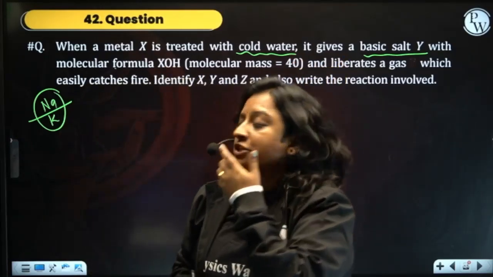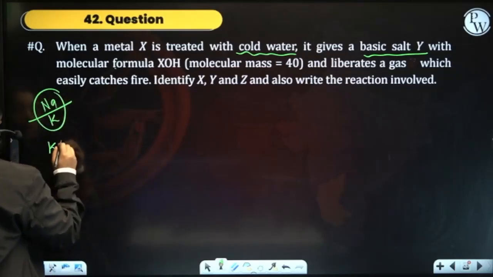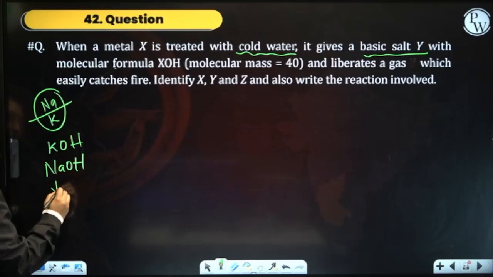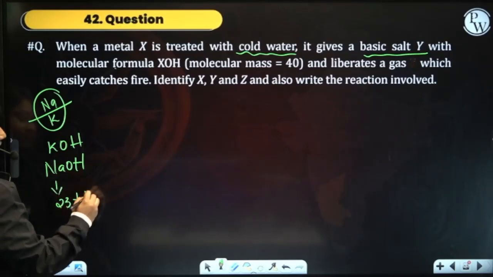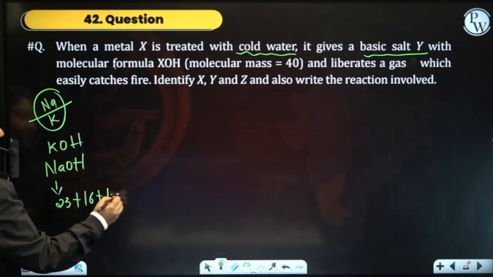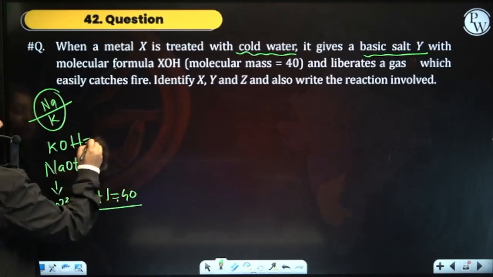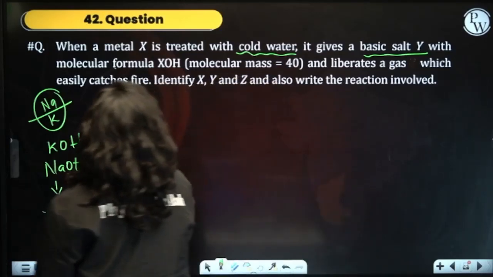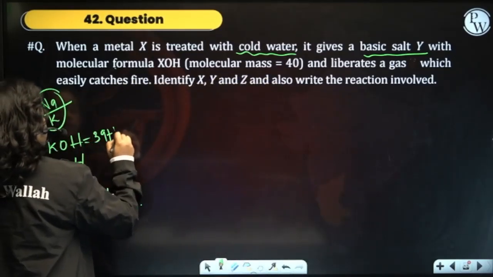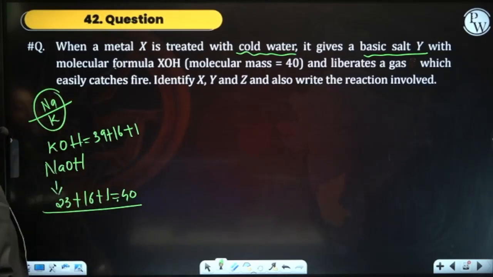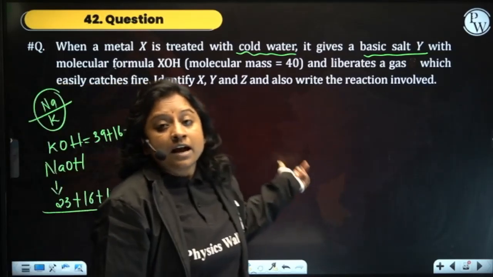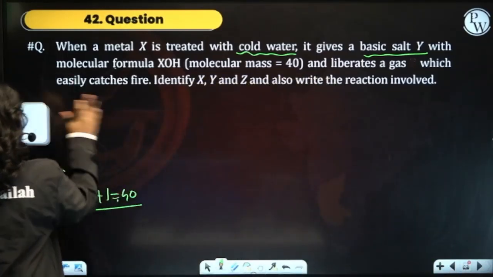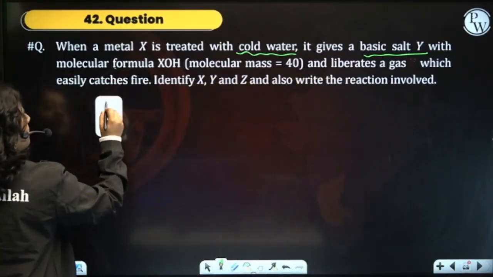It cannot be potassium, because if you check potassium hydroxide and sodium hydroxide: mass of sodium is 23 plus oxygen 16 plus hydrogen 1, which is equal to 40. Mass of potassium is 39 plus oxygen 16 plus hydrogen 1, so it is going to be 56, and sodium hydroxide is going to be 40. So it should be sodium.